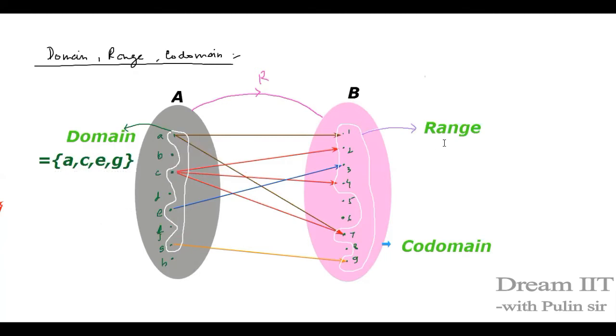So now here in the range, what will come? In the range, you will be getting 1 is related, so 1 will come. 2 is related, 2 will be coming. 3 related, 3 will be coming. 4 will be coming. Then 5 and 6 will not come. 7 will come. 8 will not come. And 9 will come. So these are the elements which will be constituting the range.